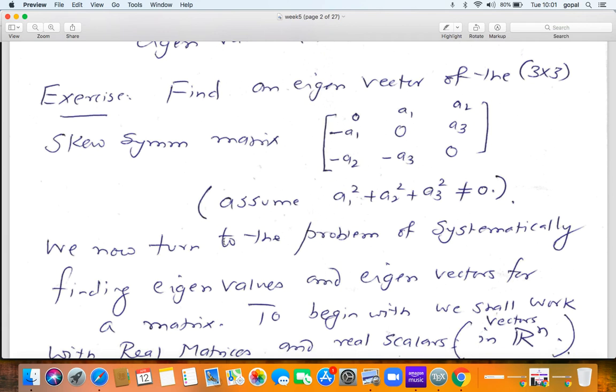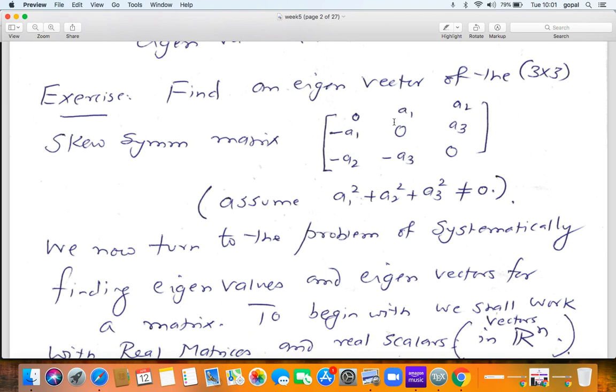A 3 by 3 skew symmetric matrix has determinant 0. I hope you have done this exercise by now. What about a 2 by 2 skew symmetric matrix? Already here is one: 0, a1, -a1, 0. This 2 by 2 matrix is skew symmetric. What is the determinant? a1 squared, which may not be 0. So for 2 by 2 skew symmetric matrices, the determinant may not be 0, but for a 3 by 3 skew symmetric matrix, the determinant is compulsorily 0.